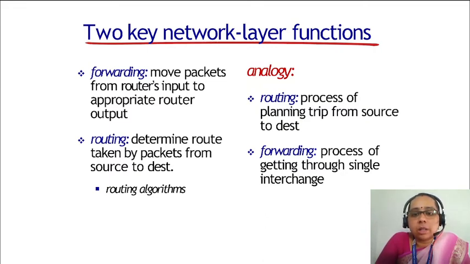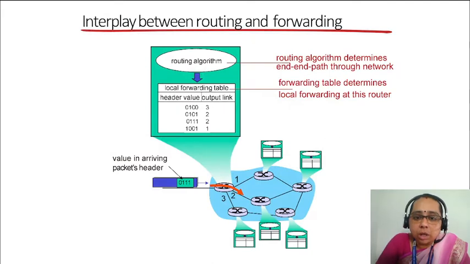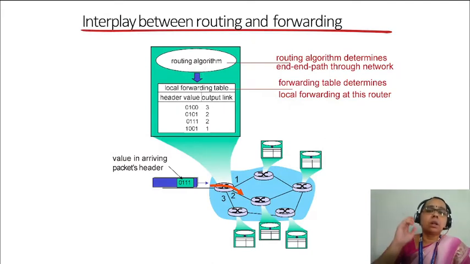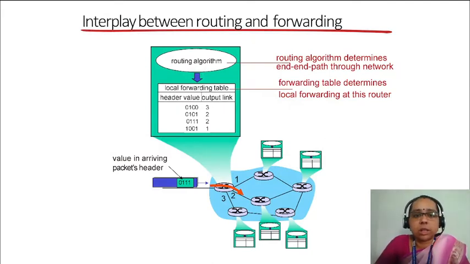In analogy, routing is the process of planning a trip from source to destination, and forwarding is the process of getting through a single interchange. So these are the two concepts we should be aware of. Next, the interplay between routing and forwarding.